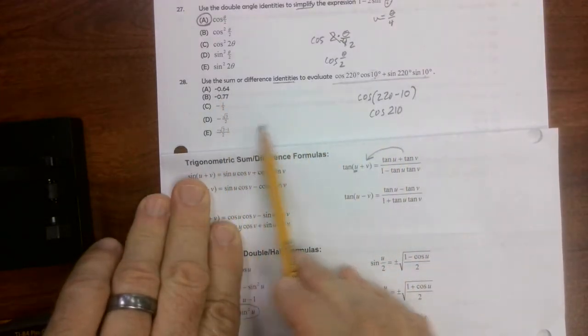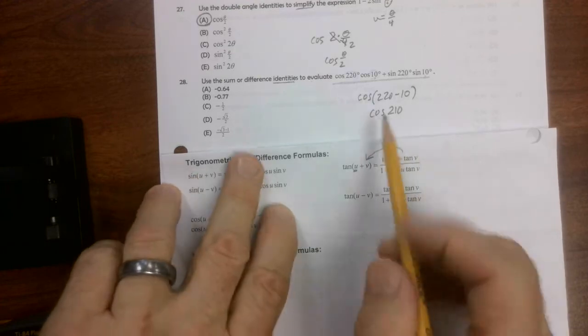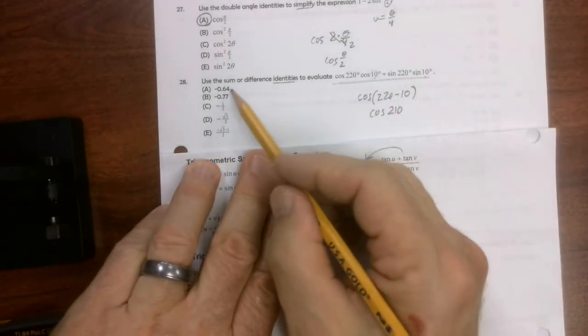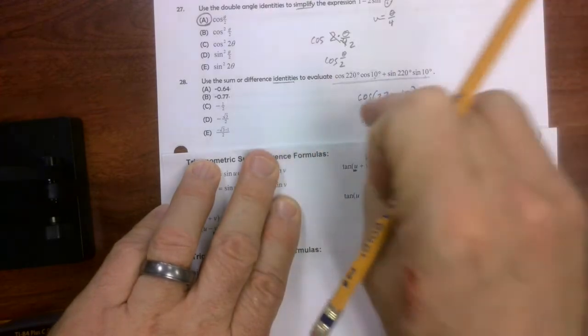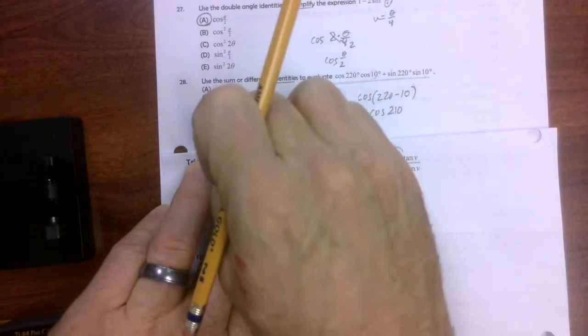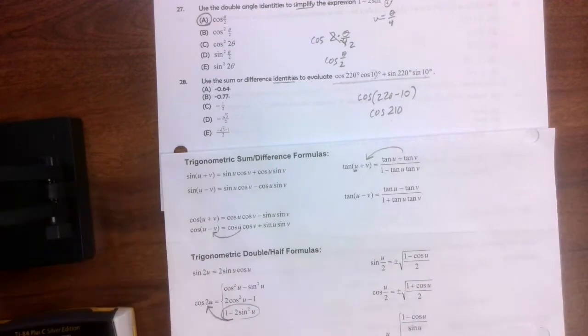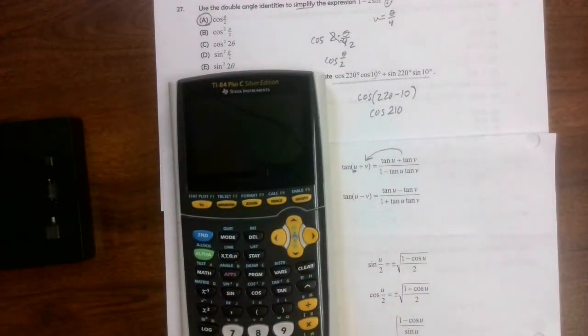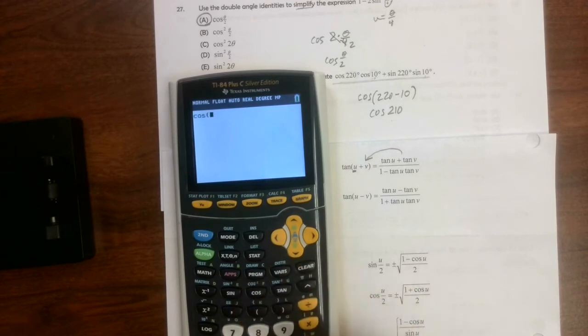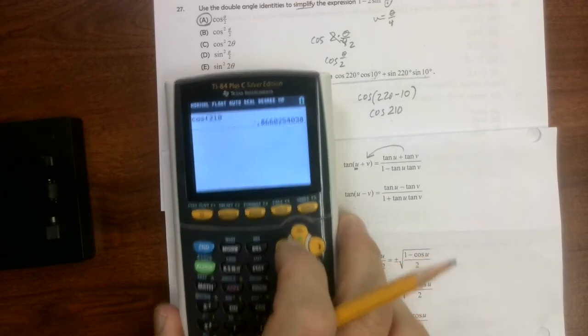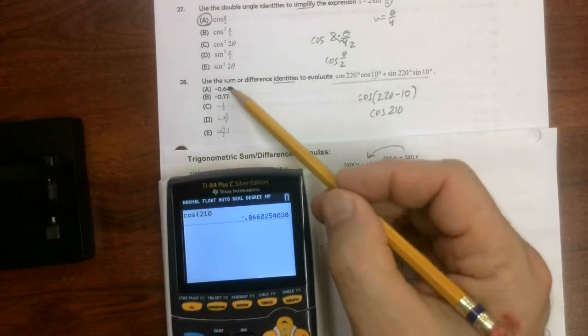So it's saying to us, keep going and figure out exactly what it is. Looks like they gave us some calculator-ready problems, so you might be able to type in cosine of 210 and say a prayer and hope it's one of those. Let me show you what I mean. We might as well do it if they give us that as an option. So cosine of 210, enter, and I get negative 0.866. As you can see, that's not one of these options.